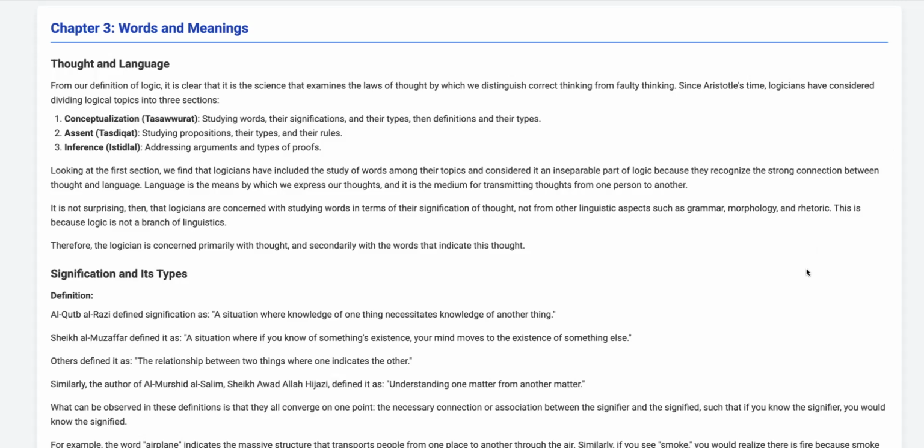Welcome back to our brief introduction to the Islamic rational sciences with a focus on logic. It says chapter 3. This is the text that we use for a study guide. What we're going through now is a study guide that we use at my school.